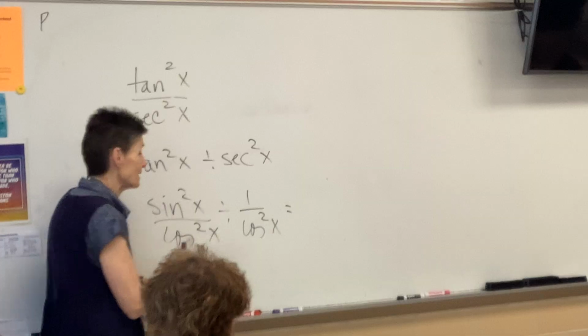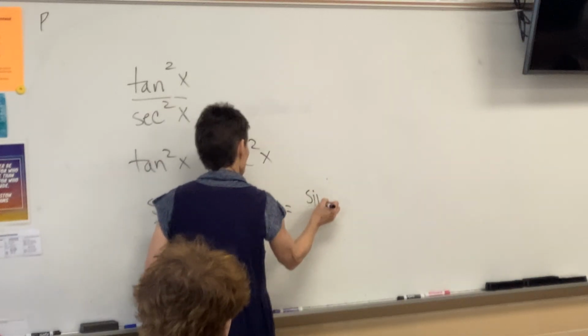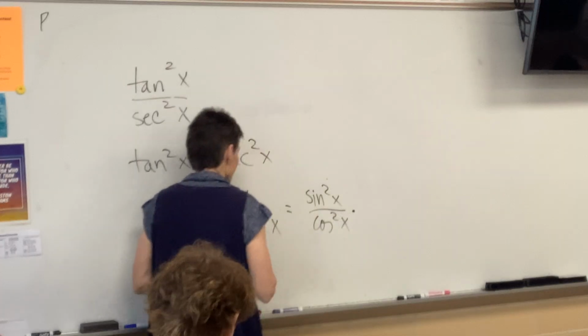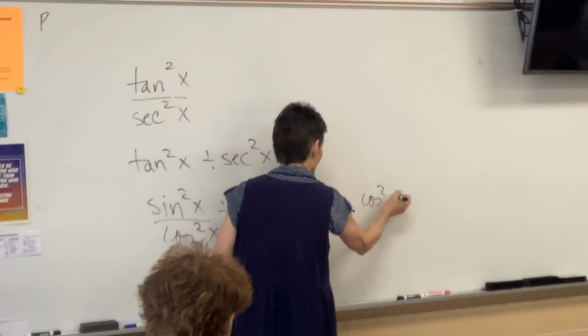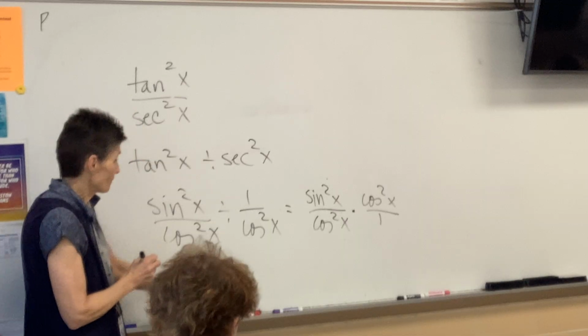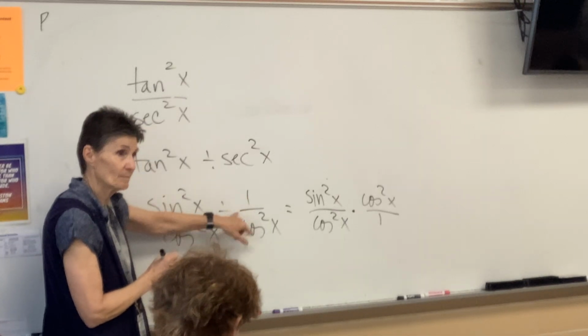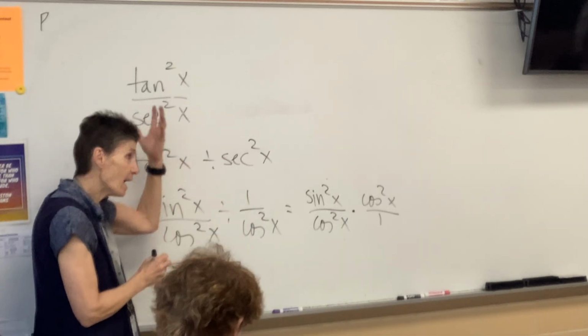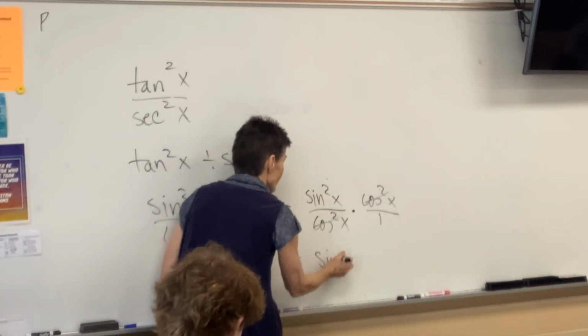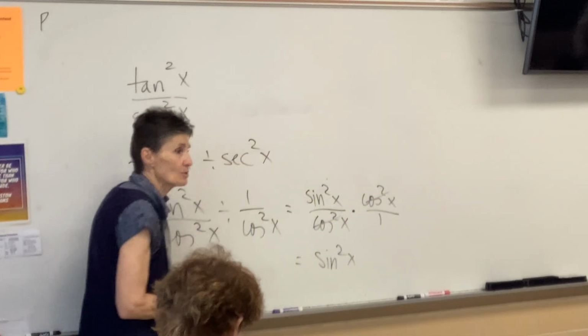What do I do with the divided by? Flip it. So sine squared over cosine squared times, oh, this is better, cosine squared over 1. Flip this one. Now I can cancel. So the answer is just sine squared.